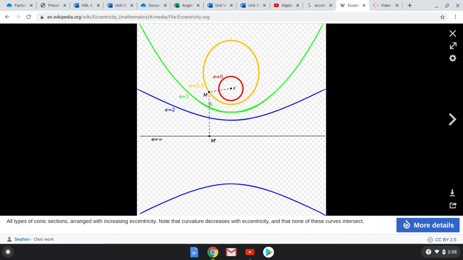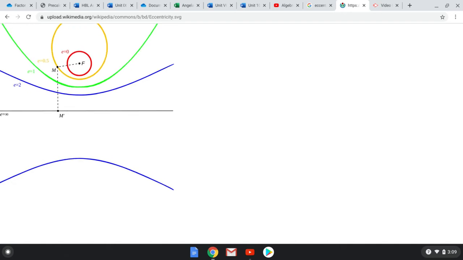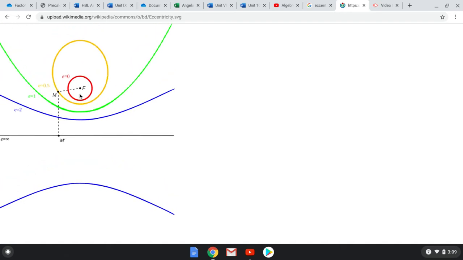So it's the distance from being a circle. The Wikipedia describes it as decreasing curvature, right? Which kind of makes sense. Whoops, I think I clicked on it. Anyway, so yeah. So that's basically what I wanted to talk about with this picture, is sort of that visualization of you're getting further and further away from being a circle.